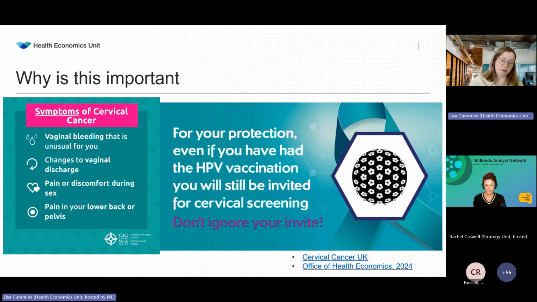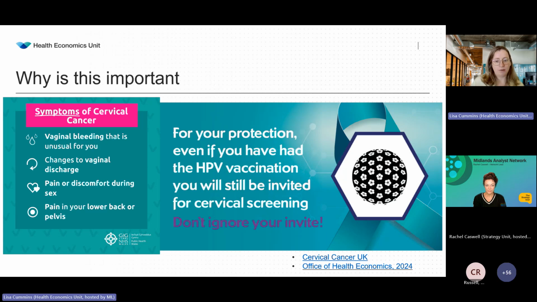On top of that, it comes at a significant cost to patients, the NHS and wider society. Last year or the year before, the Office of Health Economics estimated the lifetime cost to be just over £200,000 per person, so £210,000 per person. It's the lifetime cost of cervical cancer.